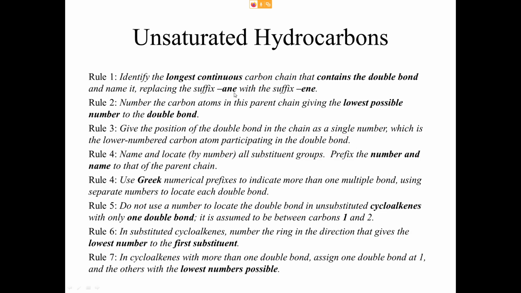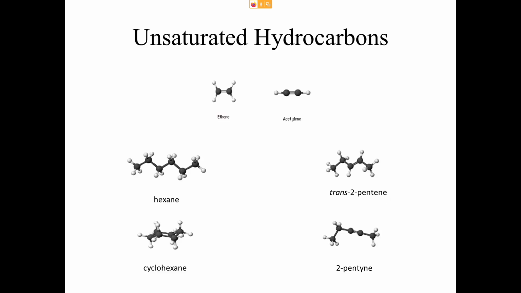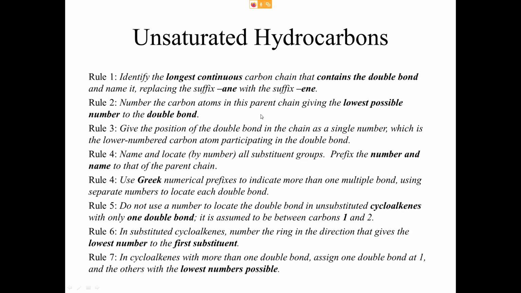We change the ending from ane to ene. That's rather simple. Right? And then I have to tell you where the double bond is located. So I give it the lowest possible number. This numbering scheme, where I choose one end over the other to give the double bond a number, like I showed you on the previous slide, where I gave this end number 1 versus this end, to give the double bond the lower number, is because it has priority. Priorities matter. Substituents like methyl and ethyl groups and chloro groups and all that are down below this in the priority list, so we ignore them for now. Right? So we give the double bond the lowest possible number because it has priority.